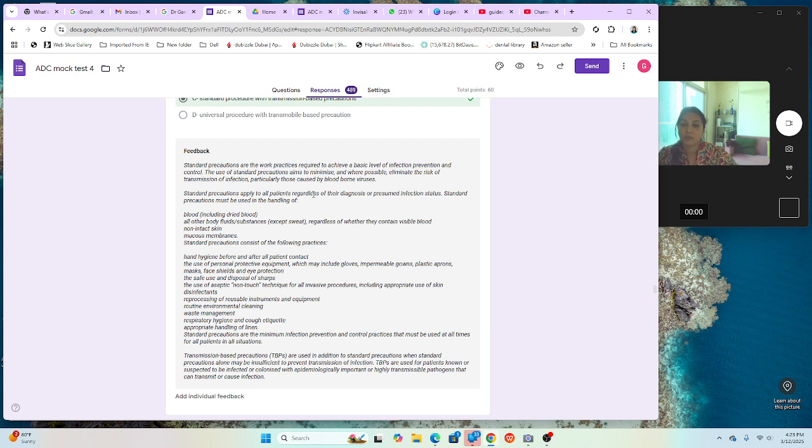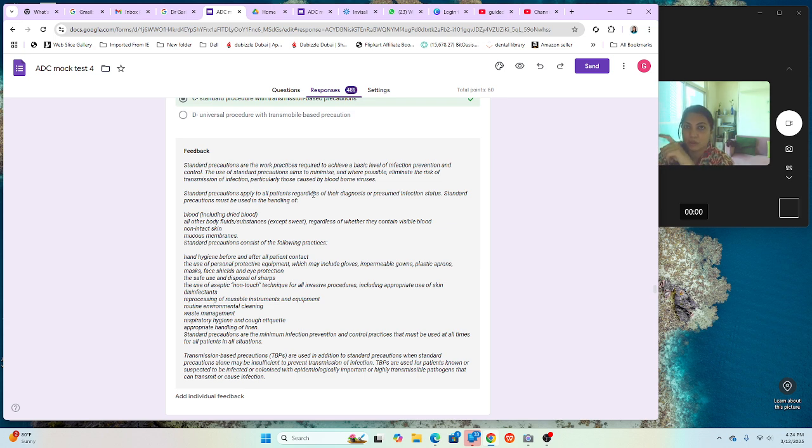All other body fluids except sweat, regardless of whether they contain visible blood, non-intact skin, mucous membranes. Standard precautions consist of the following practices. Hand hygiene before and after patient contact. The use of PPE, which may include gloves, impermeable gowns, plastic aprons, masks, face shields, and eye protection. These are your standard precautions.